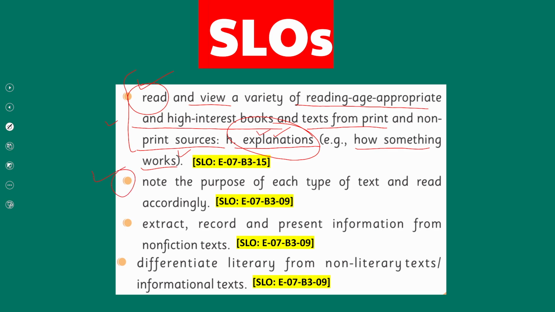The second learning outcome is we note the purpose of each type of text and read accordingly. Students, text is anything that is written that you can read, and there are different text types, but there is a purpose of each text type that we need to see, that is why the text is written. It is what we call the purpose.